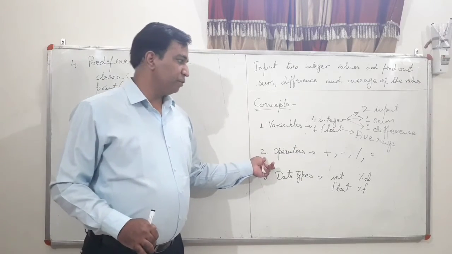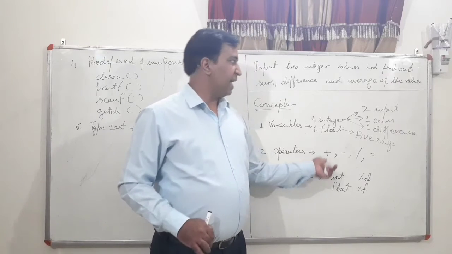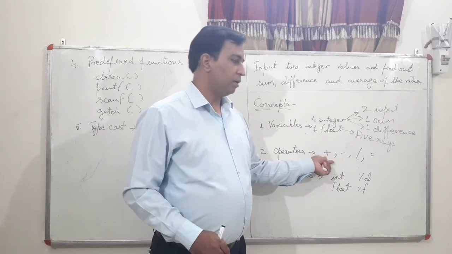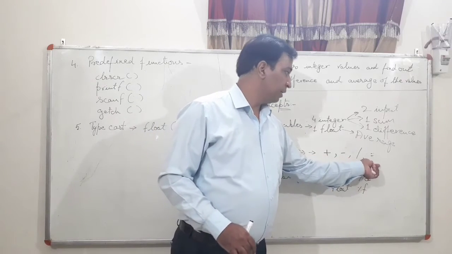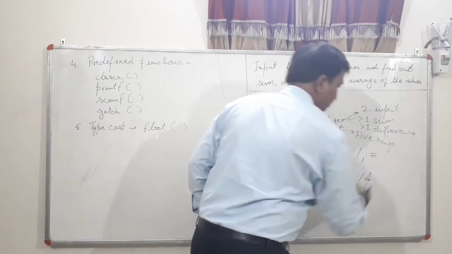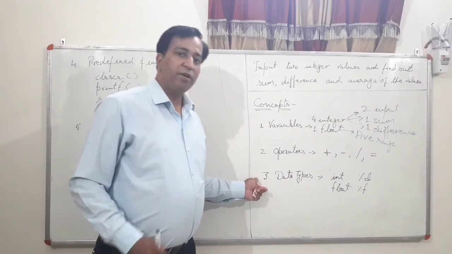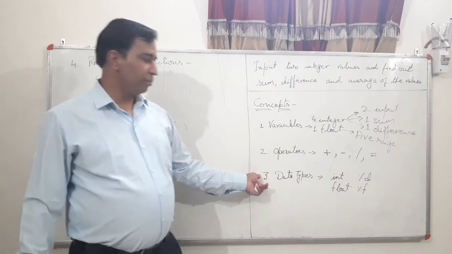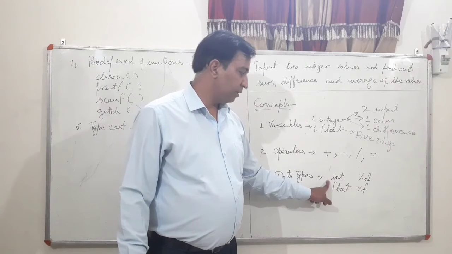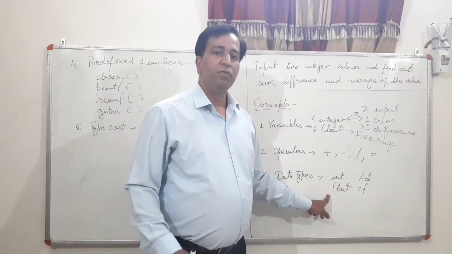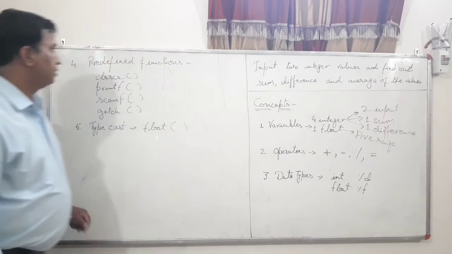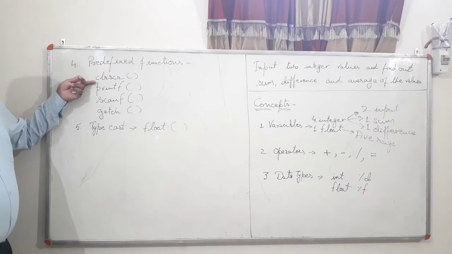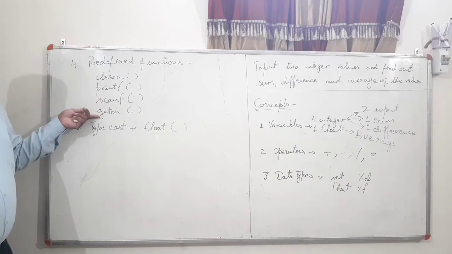Now what kind of operators will be used? We'll be using arithmetical operators as per the functions that we will be using: plus, minus, division and assignment, right? What kind of data types will be required? It is very clear with the variables that integer type variables will be required and a float type variable is required, right? What kind of pre-defined functions we'll be using? We'll be using clear screen, printf, scanf and getch.